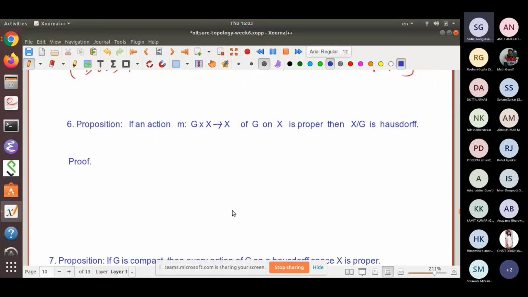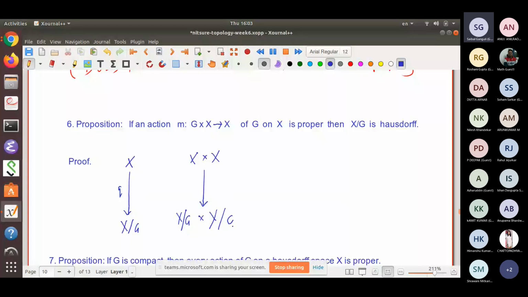Do you see the proof? By now you know that in order to prove Hausdorff, it's not so nice trying to take two points and show they have disjoint neighborhoods. It's much easier to use the diagonal. Okay. So I take X to this quotient, X mod G. Now I take the map X cross X to X mod G cross X mod G, this is the map Q.